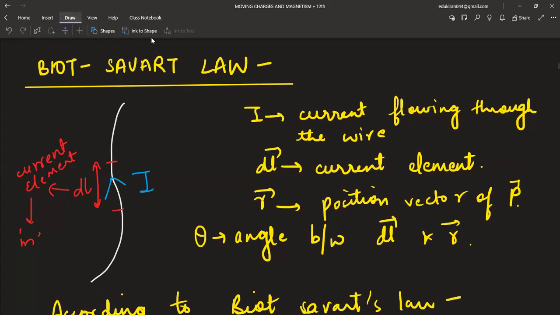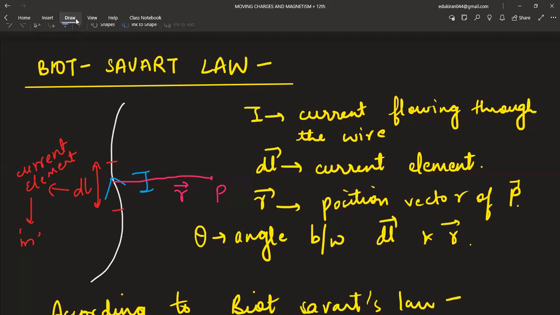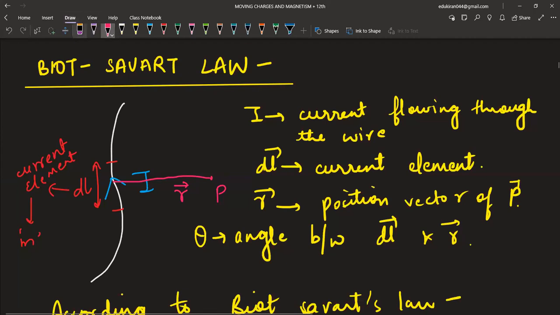So here you have to analyze one more point. Suppose I have taken a point over here, which is point P. Now I'll take the separation from the wire to this point P. This is known as the position vector. Position vector basically means the separation of the current element to the point of calculation. Let me just tilt it slightly so that it is visible.